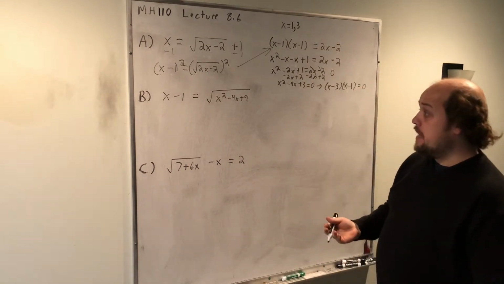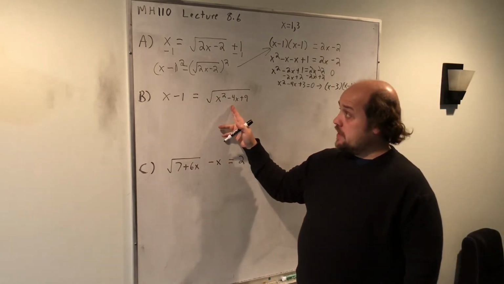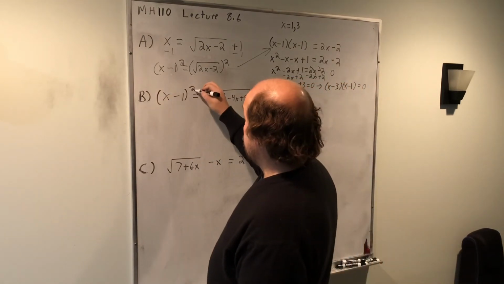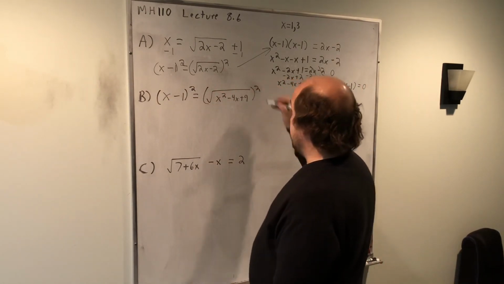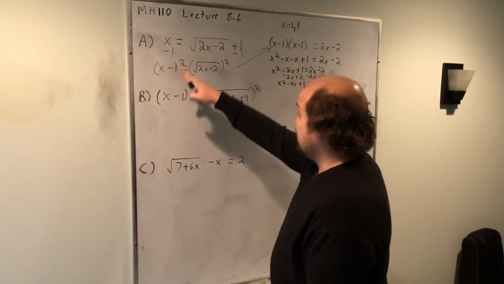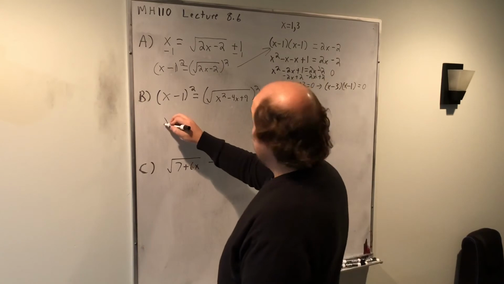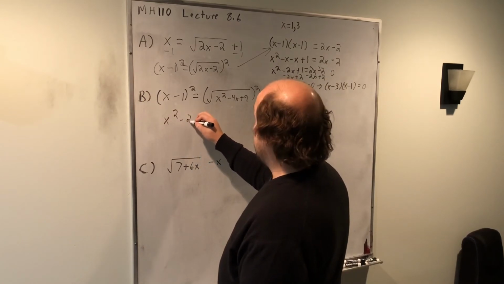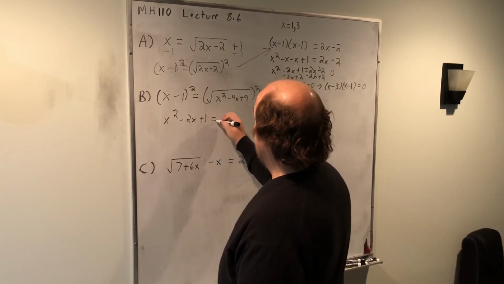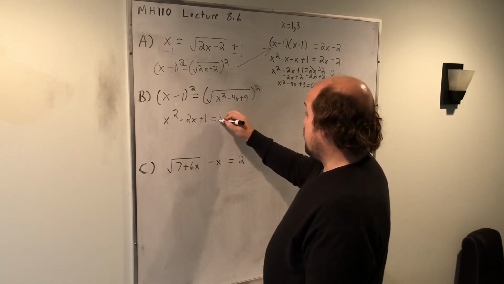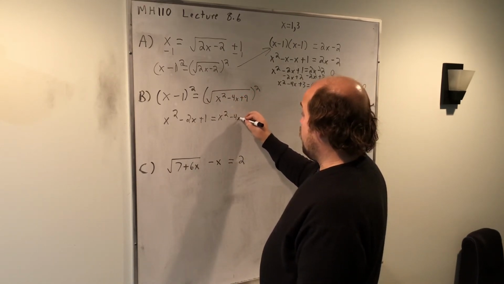For part B, I already have the root isolated. On this side I have x minus 1. I need to square it and square the right side. X minus 1 squared is exactly what we did above, so we get the same thing, which is x squared minus 2x plus 1. When I square a square root, it gets rid of it, so I'm left on the right with x squared minus 4x plus 9.